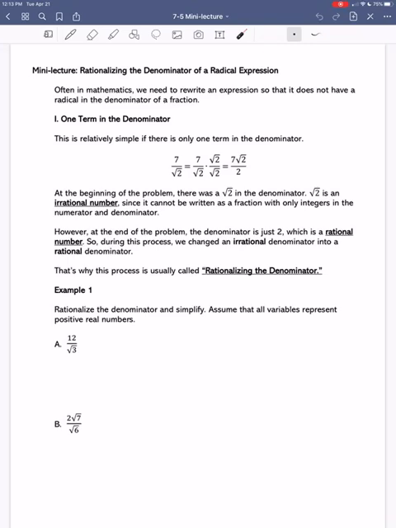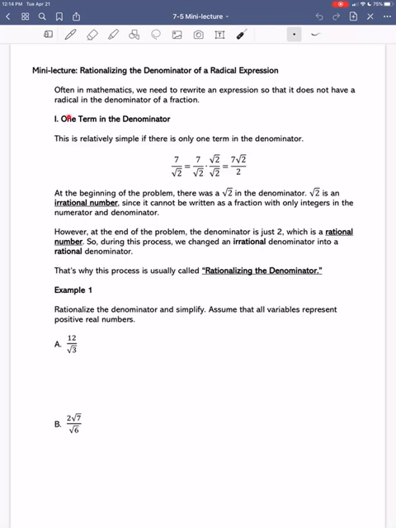In this mini lecture, I'm going to talk about rationalizing the denominator of a radical expression. There are many times in mathematics where we need to rewrite an expression so that it does not have a radical in the denominator of the fraction. How we do that depends on how many terms are in the denominator. This only applies if there's a radical in the denominator.